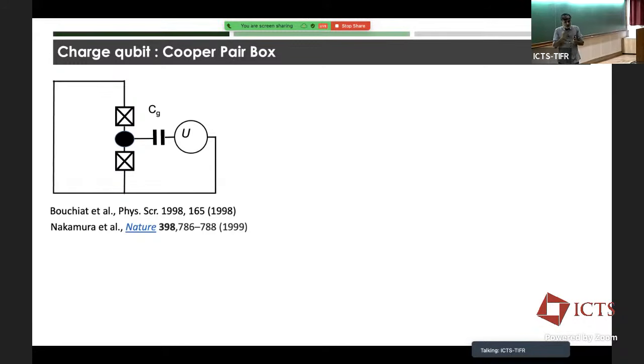there is an energy cost to add charges to this. So you can start imagining why something could be quantized here. Like you put a charge, there's an energy cost. You have to put another charge, there's energy cost. And if this energy cost is higher than thermal energy, then you have quantized charges on these islands.